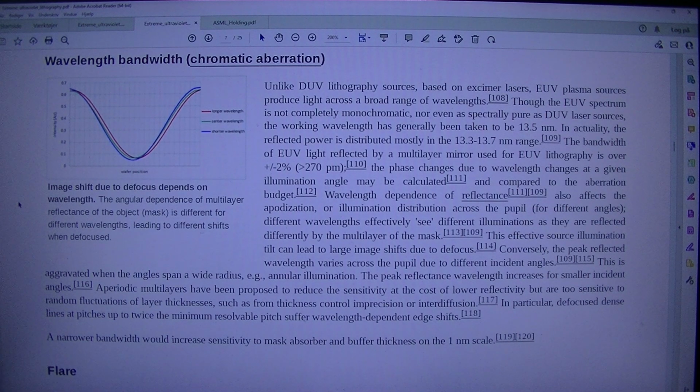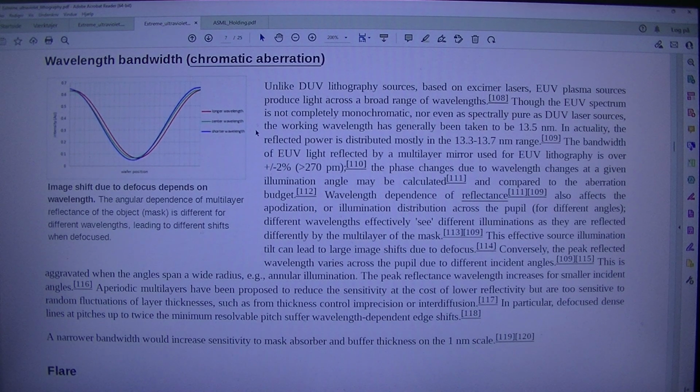The angular dependence of multilayer reflectance of the object, the mask, is different for different wavelengths, leading to different shifts when defocused. Unlike DUV lithography sources, based on excimer lasers, EUV plasma sources produce light across a broad range of wavelengths. Though the EUV spectrum is not completely monochromatic, nor even as spectrally pure as DUV laser sources, the working wavelength has generally been taken to be 13.5 nm.